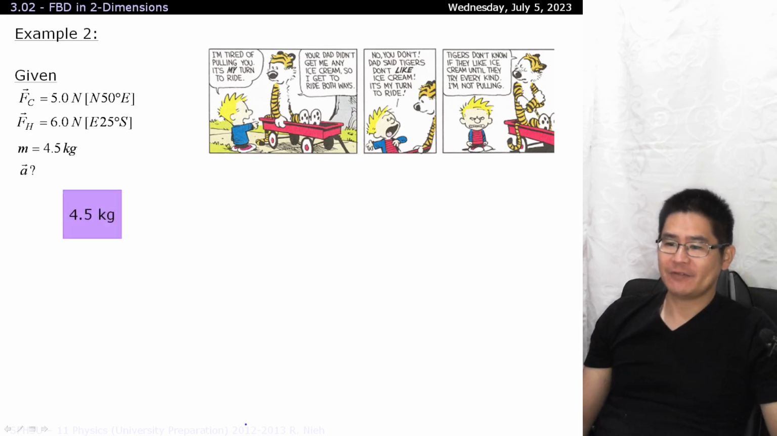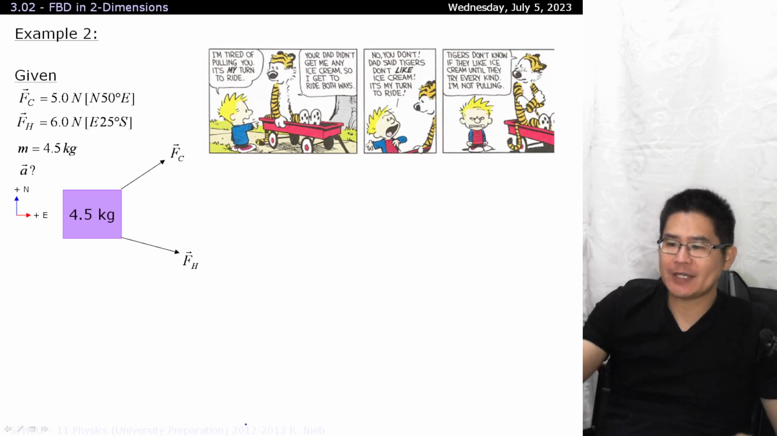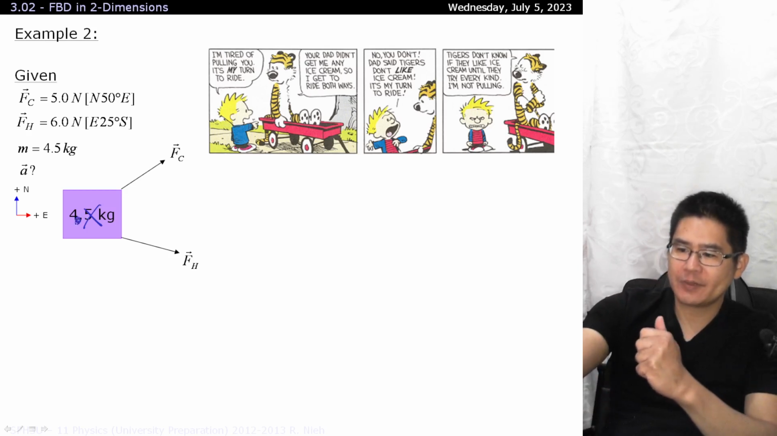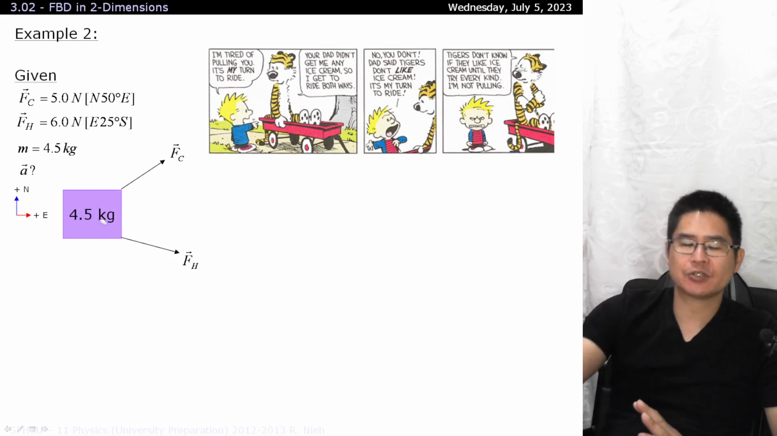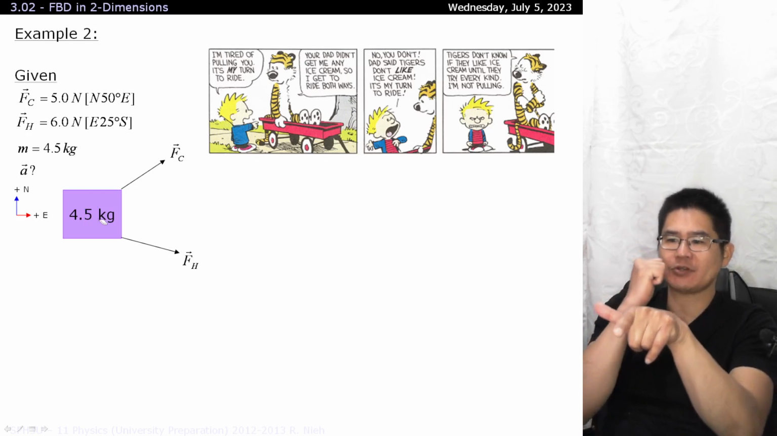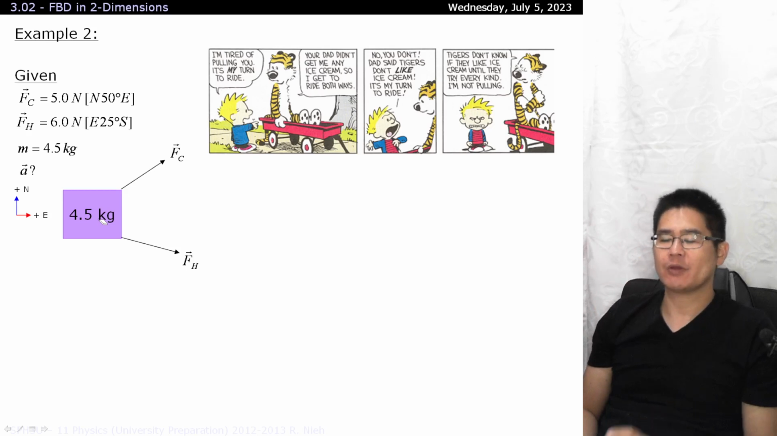All right, so we have this 4.5 kilogram wagon, that's pretty light now, and two forces acting on it. One force 5 newtons north 50 degrees east, and another force east 25 degrees south. And that's it for the free body diagram. If you're wondering about gravity, remember this is like reading a treasure map. Gravity technically would be going into the page, and then the normal force will be sticking out of the page. That's in the third dimension, so we don't need to worry about drawing it. We just know that the gravitational force and the normal force in the third dimension will net to 0, so don't worry about that.